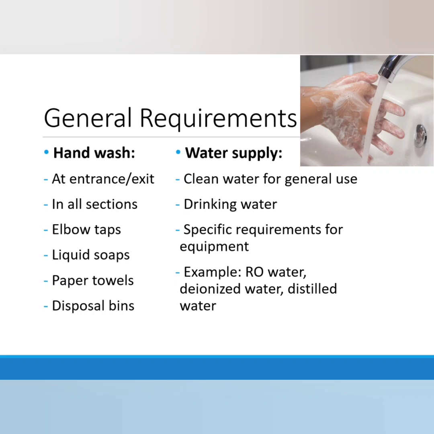Next is water supply. There must be 3 kinds of water supplied in the laboratory. The first is clean water for general use. There must be a continuous supply of it for use in the laboratory, in the washing and cleaning areas, and the toilets. The second is drinking water. The third, special water as per the specific requirements for equipment, such as RO water, deionized water, double deionized water, and distilled water.